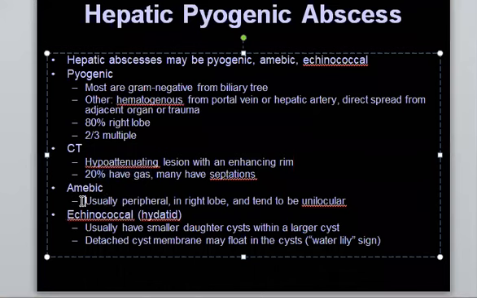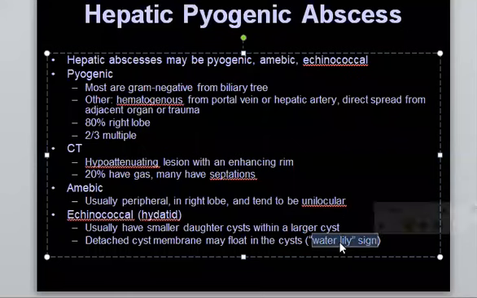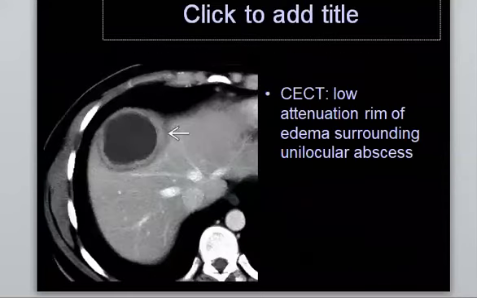The amoebic one tends to be unilocular, and in hydatid you will see smaller daughter cysts within the large cyst, and there is something called the water lily sign, which everyone likes.